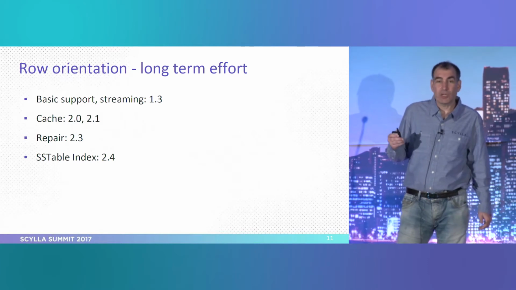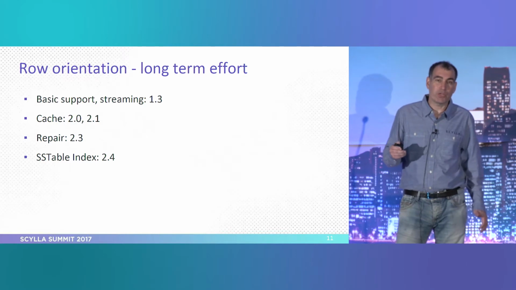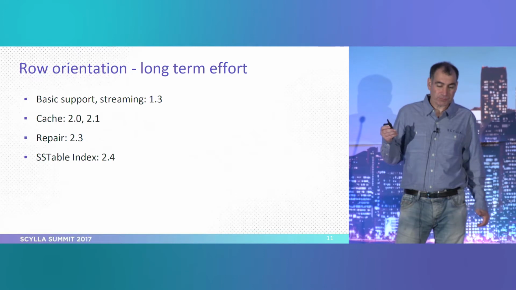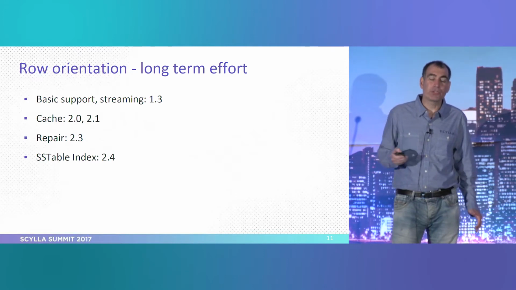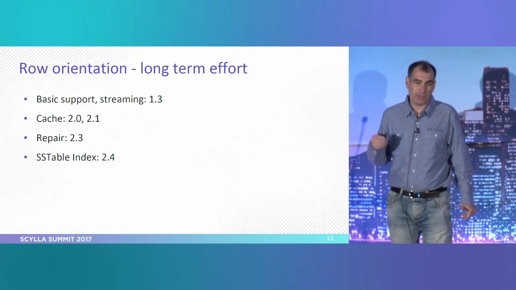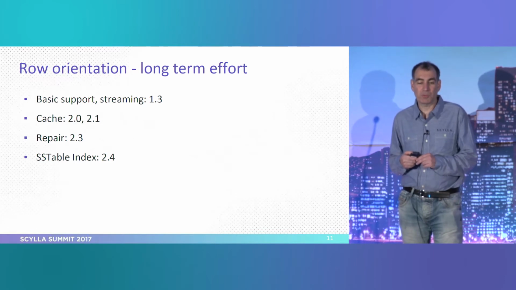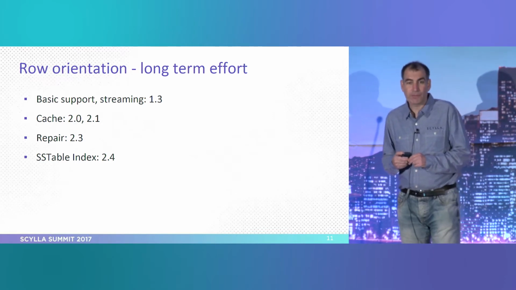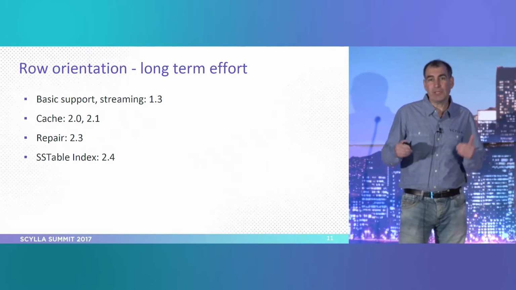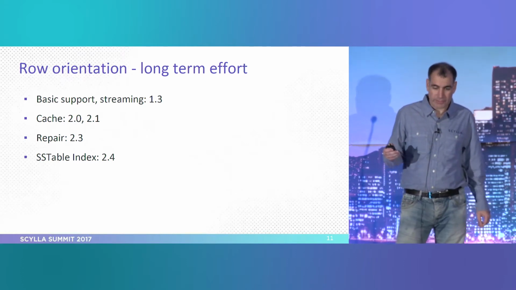So row orientation is a long-term effort. The basic support was added to version 1.3, which is maybe a year old. We've just added support to the cache in 2.0, which was released a few weeks ago. And that's not complete. We're enhancing that support in 2.1, which will be released soon. The repair, which I described, will gain this row orientation in 2.3, and the SS table index will move to a btree format a little later.